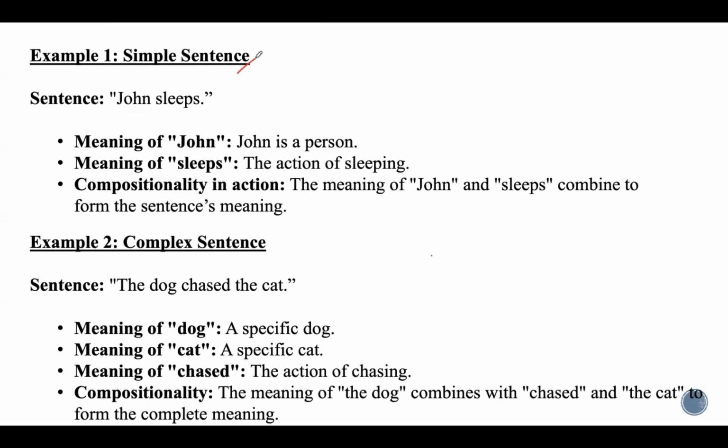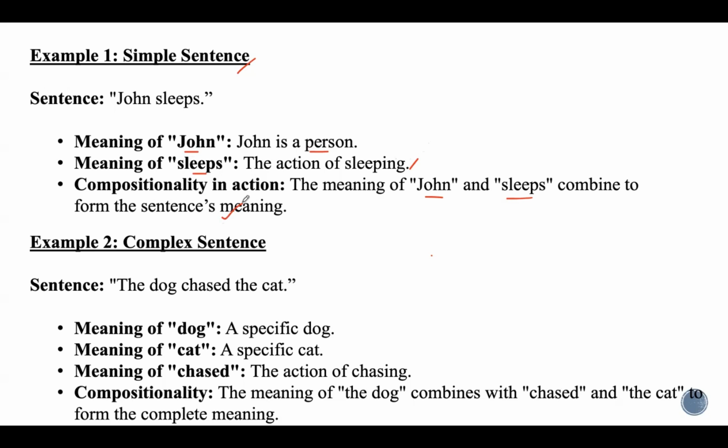Say if it is a simple sentence, first we need to find out the meaning of every word present in the sentence. So we are taking two words separately. Here John is a person, whereas sleeps is nothing but the action of sleeping. So compositionality means here we need to combine the meanings of both John and sleeps in order to form the sentence meaning.